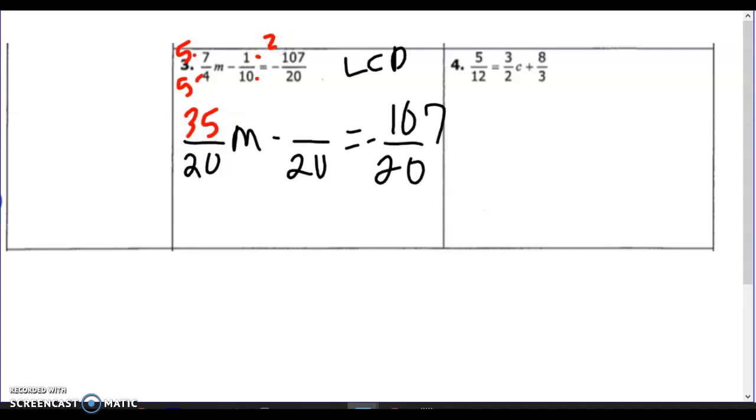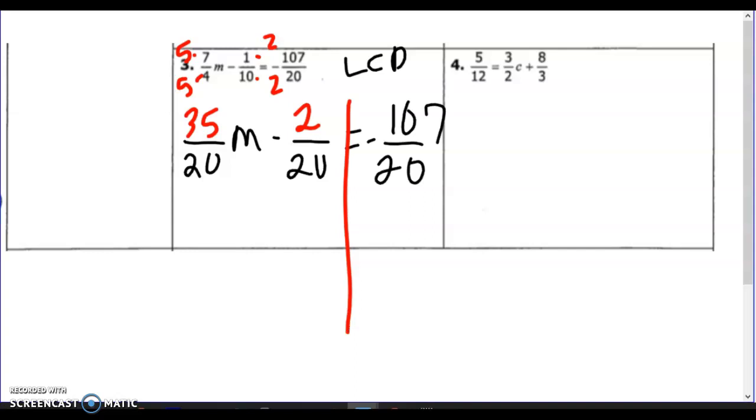Then times 2, so I get 2/20. Okay, draw my line down. So then I think, all right, I'm multiplying by 35 over 20. Yes, it's an improper fraction. Yes, that's okay. And then I'm subtracting 2 over 20.